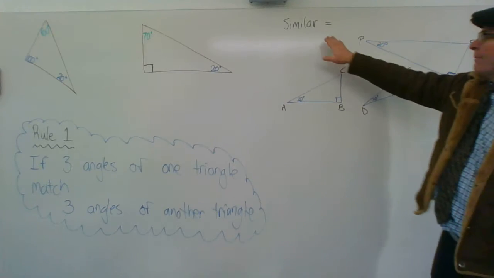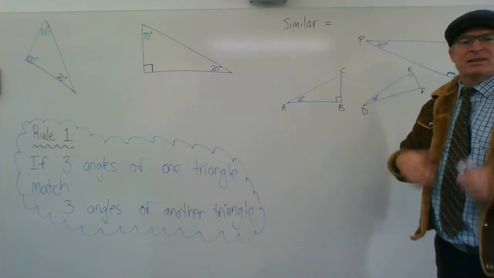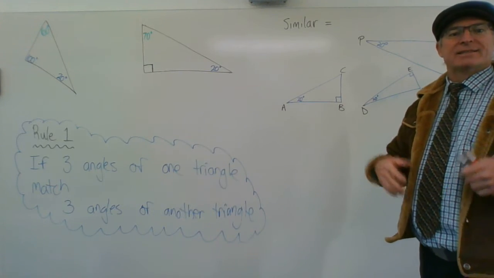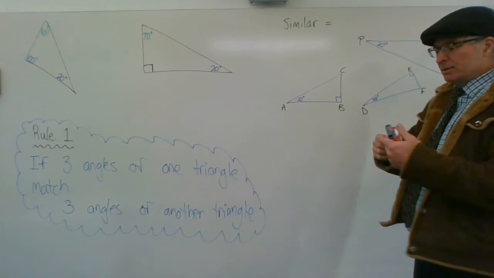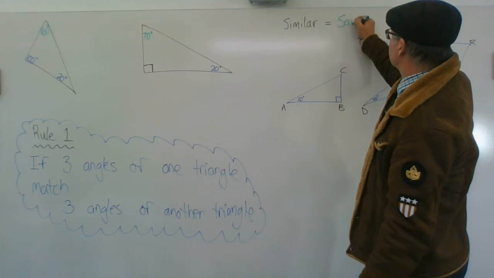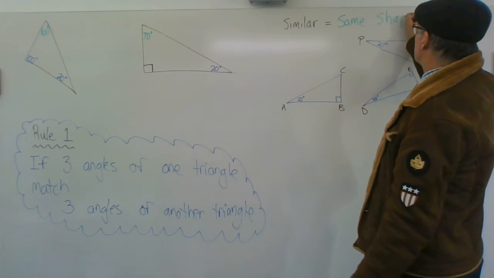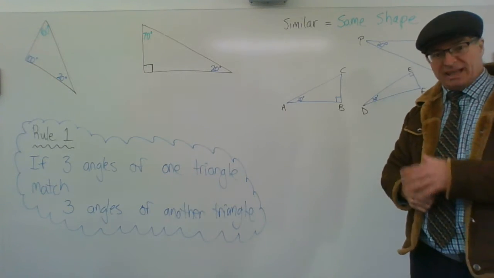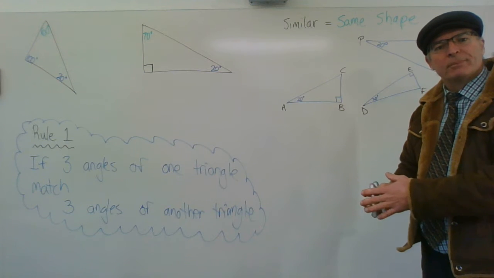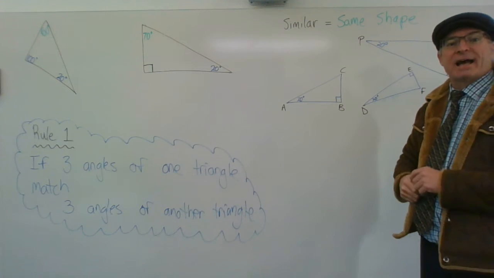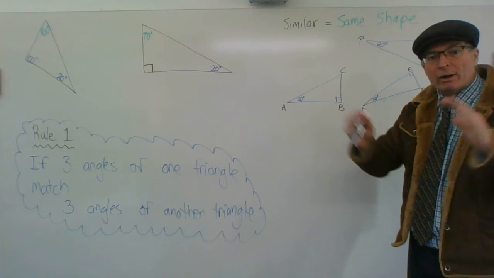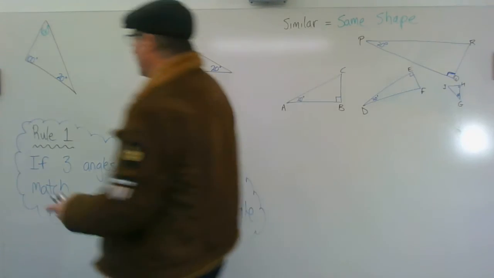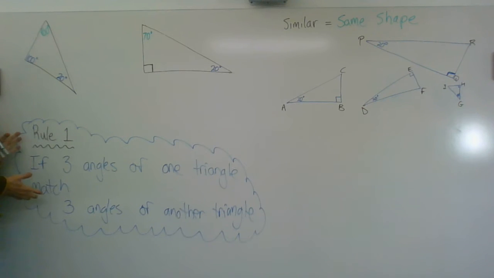A quick word about similar triangles. Similar triangles, just as with all similar shapes, means they're the same shape. They can be the same size and be similar, but that's very special and we call that congruent. But just generally, if they're the same shape, so one could be little, one could be big, same shape means similar. And here's rule number 1 for similar triangles.